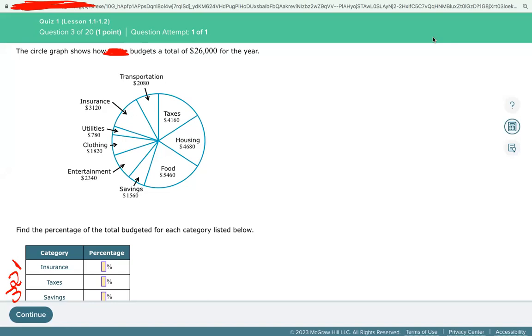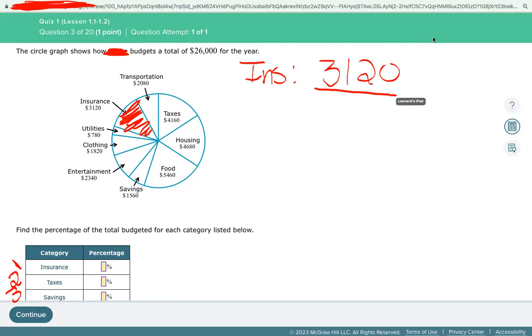Starting off with insurance. Insurance is right here. And you notice this person spent $3,120 on insurance. And that is part of his overall budget of $26,000 for the year. So we're going to calculate, first and foremost, what part of the budget is set aside for the insurance. So we take the $3,120 out of the total budgeted for the year, which is the $26,000.